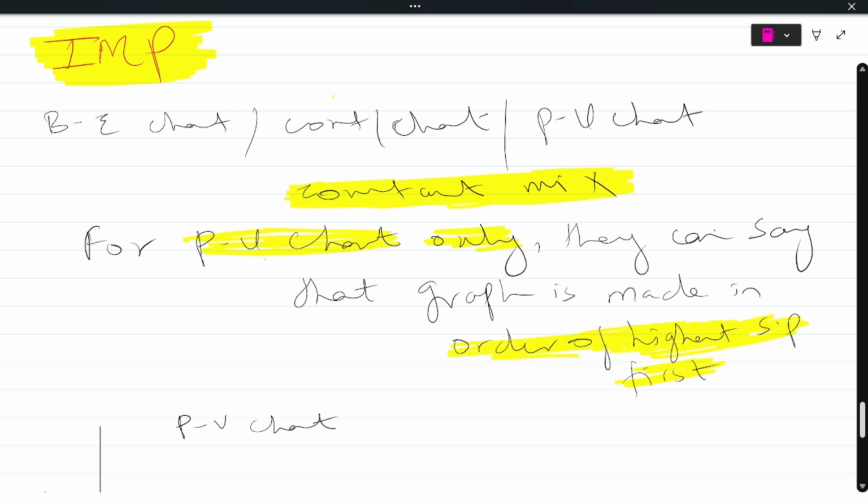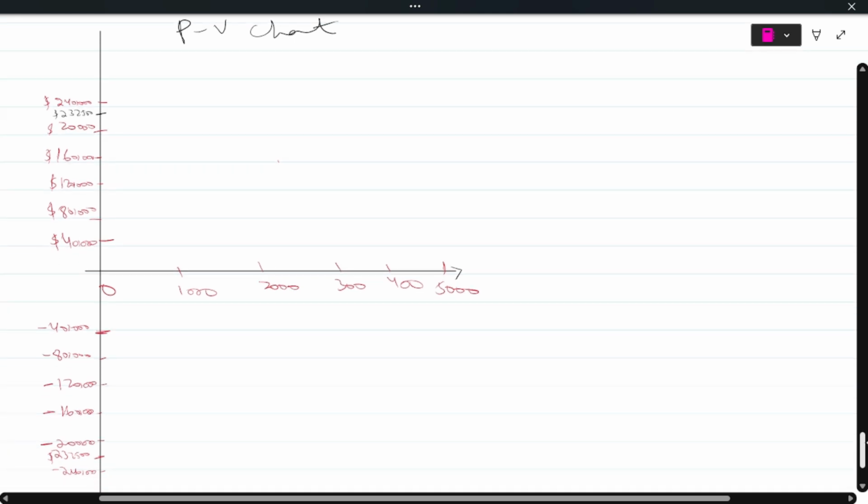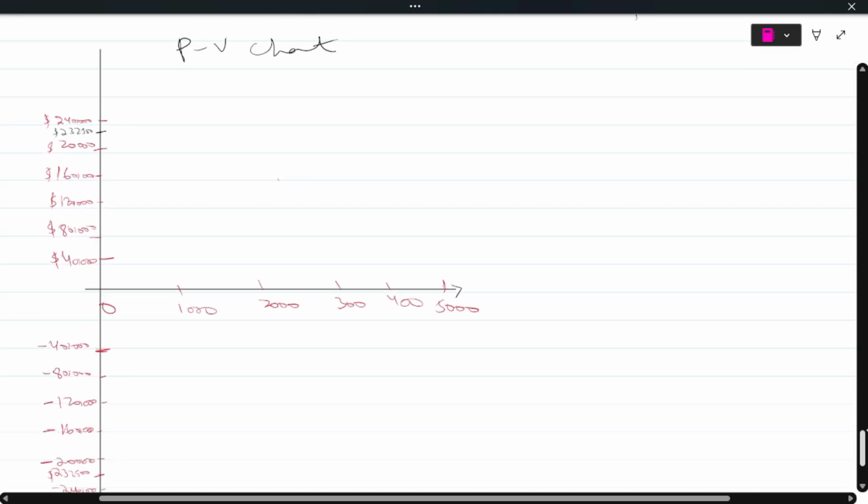Now, how does this change anything? If you're drawing the graph in order of highest selling price first instead of the constant mix, then how would the things change? This is the last thing that we have to look at. And then after that, our syllabus is completed. Okay, our video series of CVP analysis would be completed.